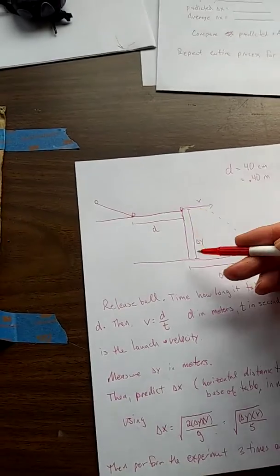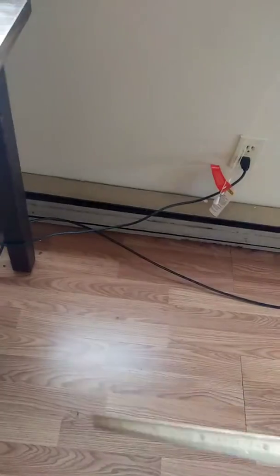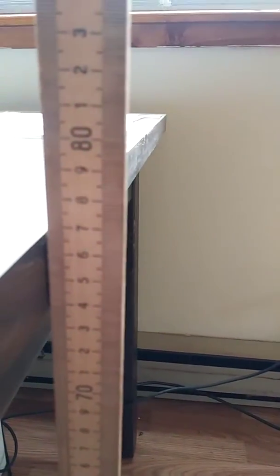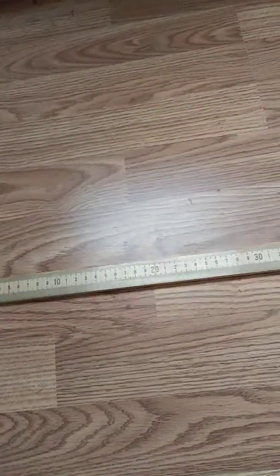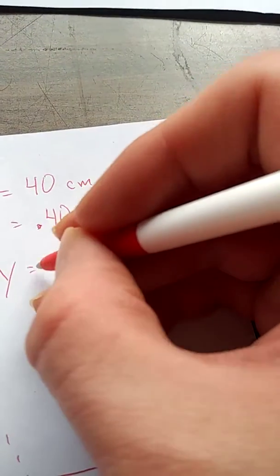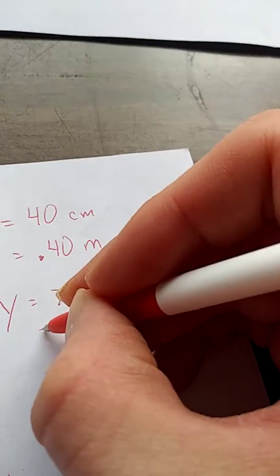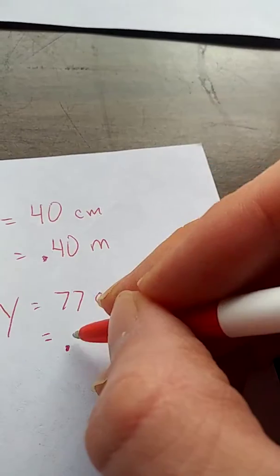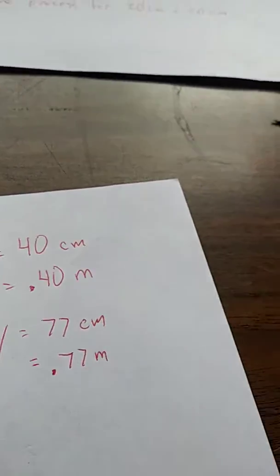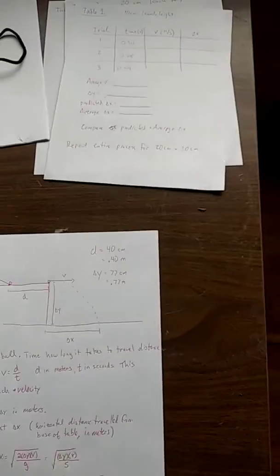Okay. Delta Y, that's from the top of the table straight down to the floor. So we'll do that this way. I'll put that at 77 centimeters. So, sorry, write this down right here so I can remember it. So, same thing, 0.77 meters. Now those are not going to change throughout the experiment.